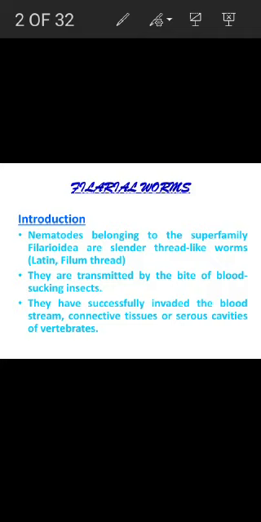So filarial worms are nematodes. I hope all of you by now know that all the nematodes are called worms because they have a well defined cavity. They may be monoecious or dioecious. They have a gastrointestinal system. These nematodes belong to the superfamily Filaroidea. They are transmitted by the bite of blood sucking insects and they remain in the blood or the connective tissue.